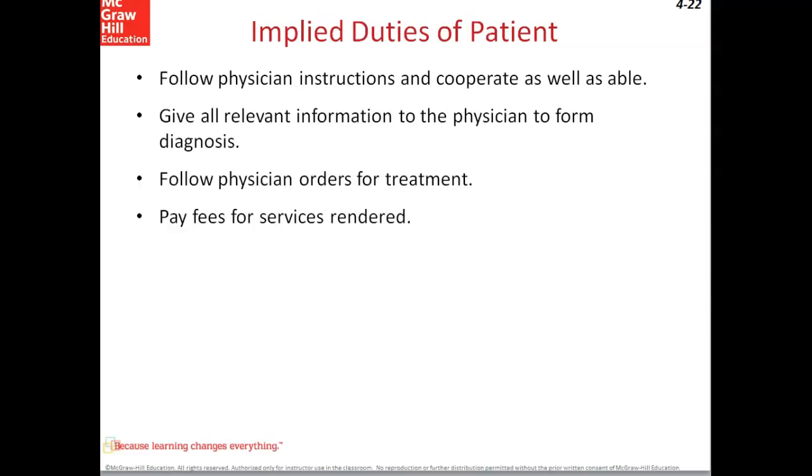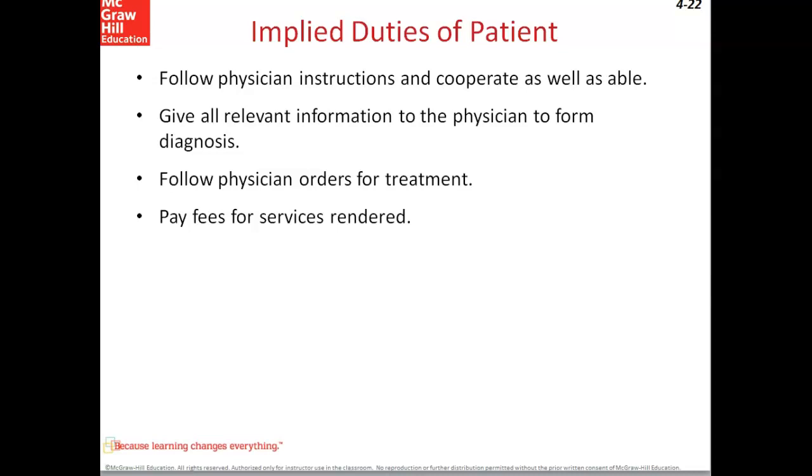After seeking a doctor's care, the implied duties of a patient are to follow physician instructions and cooperate as much as possible. They need to give all of the relevant information to the physician. They need to share all of their symptoms and problems. That way the physician is more likely to reach a correct diagnosis.